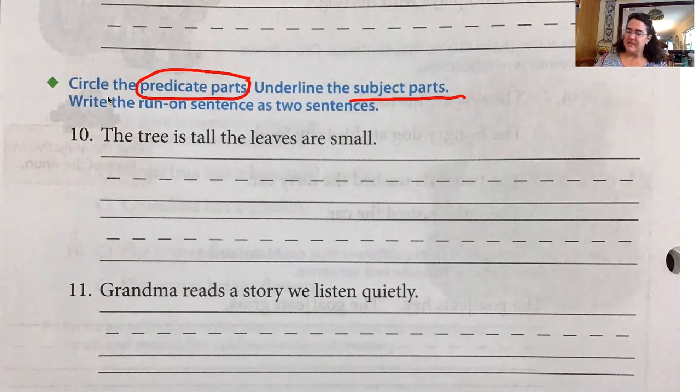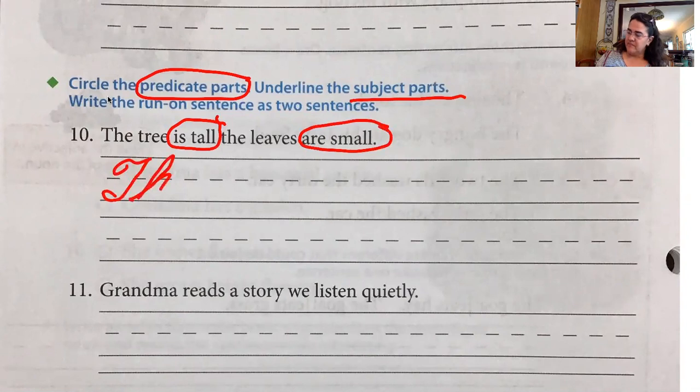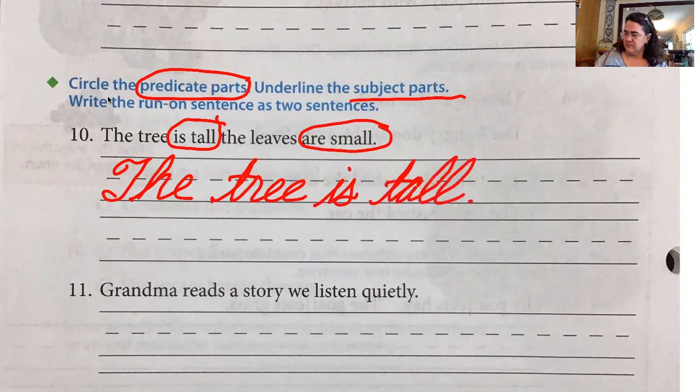We will circle what, Max? Is tall. And what else, please, Giovanni? Are small. Excellent. All right, now we have to write the sentence as two sentences. So the tree is tall. Our period would go where? After tall. Very good. The leaves are small.